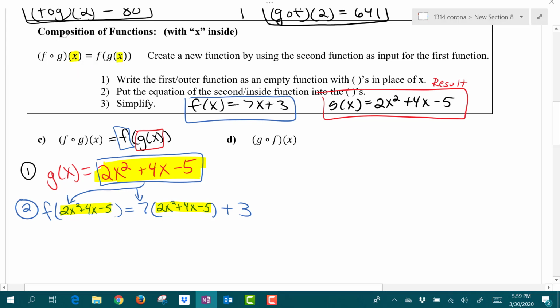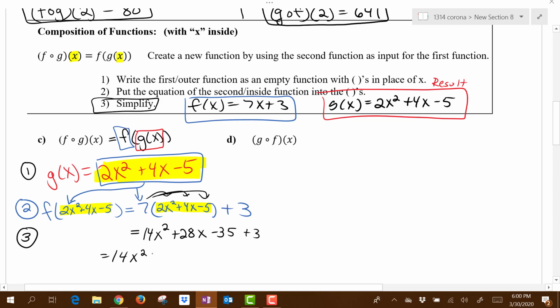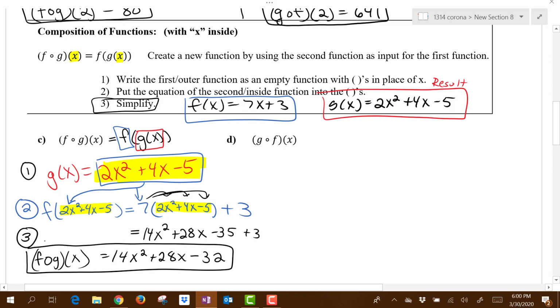Okay, and then all we're asked to do at this point is to simplify. So the last step here is to simplify what's on the right hand side of that equal sign. So I'll distribute the 7 into the parentheses. That gives me 14x squared plus 28x minus 35. And I bring down that plus 3. So I end up with 14x squared plus 28x minus 32. Okay, so f composed with g of x, this is our final simplified answer for that composition.